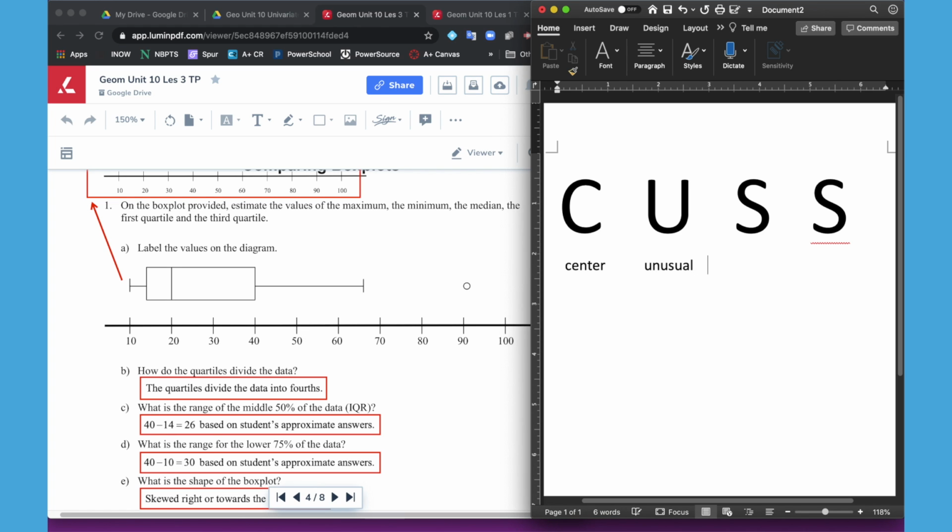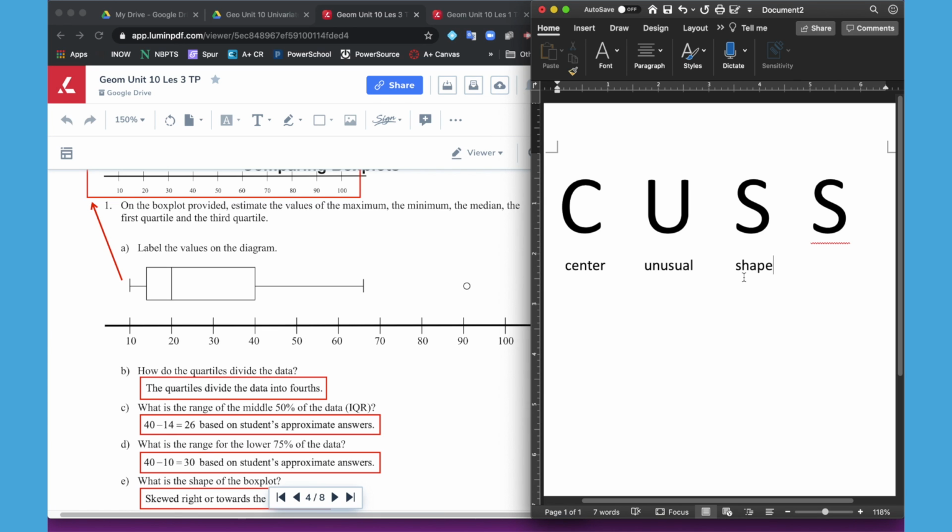The first of the S's has to do with shape. This graph over here on the left is actually skewed to the right, because there is more room on the right side of the median than there is on the left. So this is skewed to the right. For a symmetric graph, the median would be about in the middle, not necessarily of the box, but of the whole group of data. Skewed to the left would be the opposite of this, where it's more spread out on the left side of the graph.